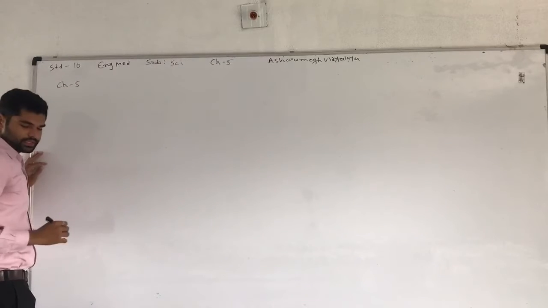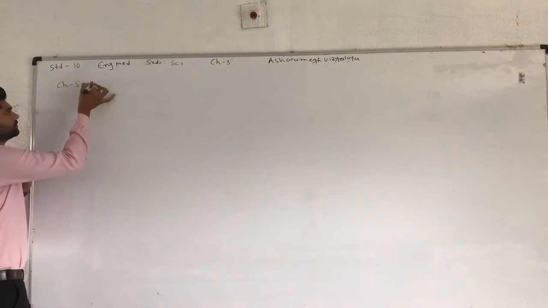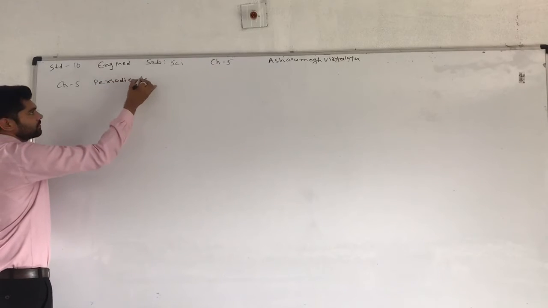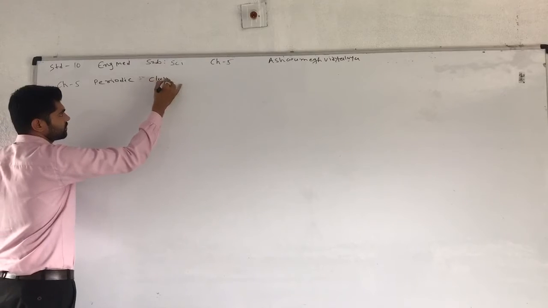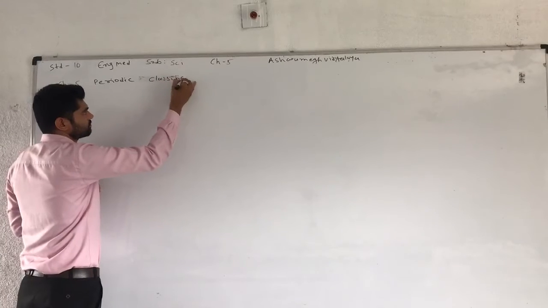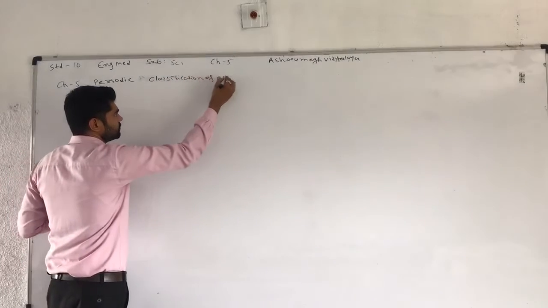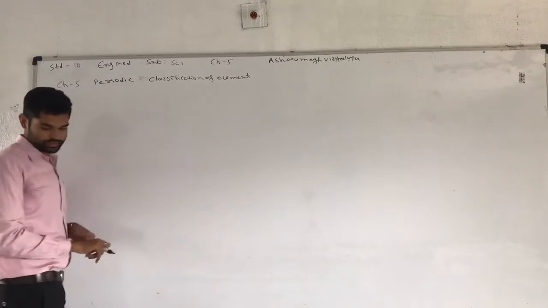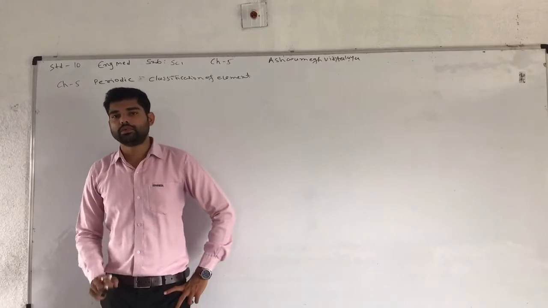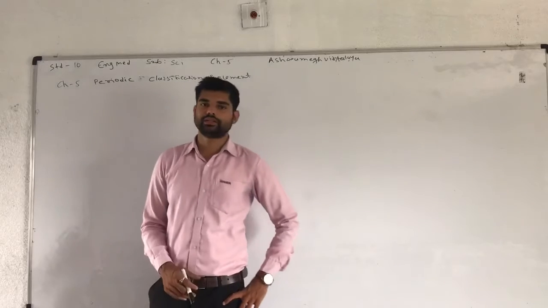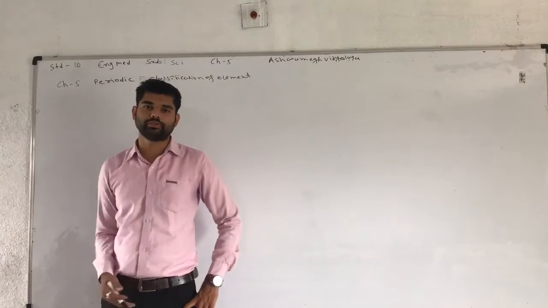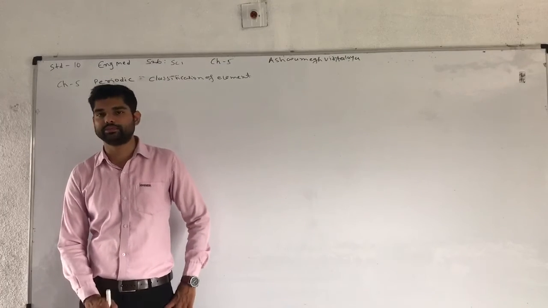Chapter number 5. Chapter name is Periodic Classification of Elements. In this chapter, we have to study the characteristics of elements and how the periodic table was invented, from the initial time to the modern periodic table. All details can be studied in the chapter.